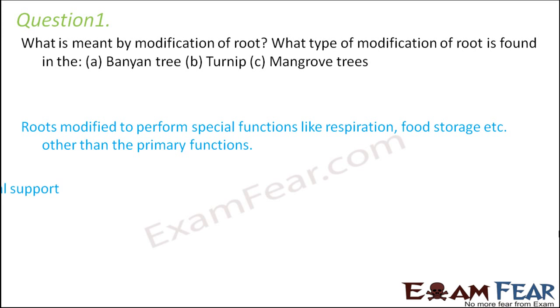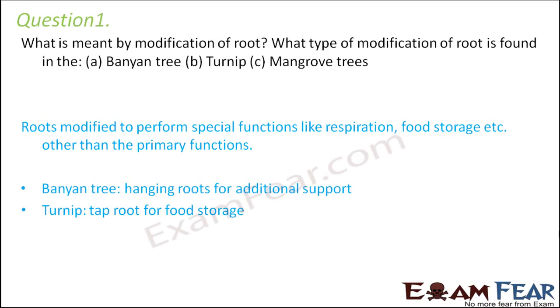Now talking about a banyan tree, in banyan tree we have the hanging roots. Some of the branches actually start growing downwards. So they are known as hanging roots. They provide additional support. So what type of root modification is that? Hanging roots, which are also known as prop roots. In turnip the root is extremely swollen, and that swollen root helps in storage of food. So the tap root of turnip is swollen for food storage.